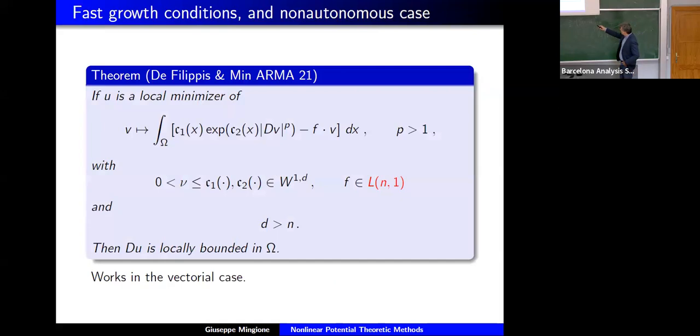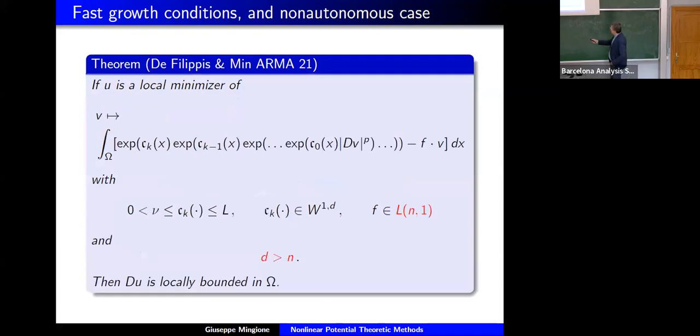And in this case, we are also able to take non-differentiable coefficients, but just in W^{1,d}. And d must be larger than n in the sense that this gives Hölder continuity. Otherwise, you would get too much. But any kind of Hölder continuity is assumed, and this also works in the vectorial case.